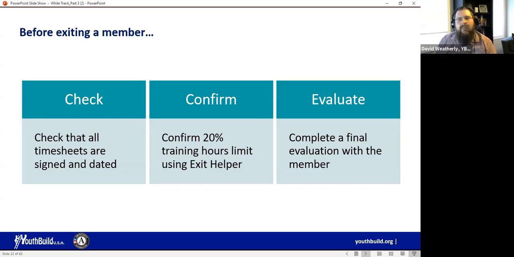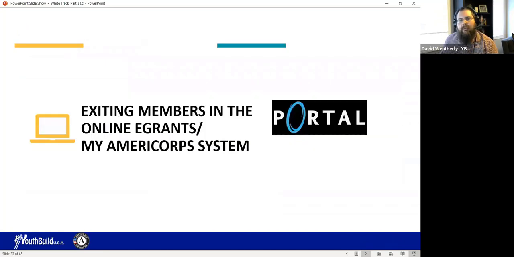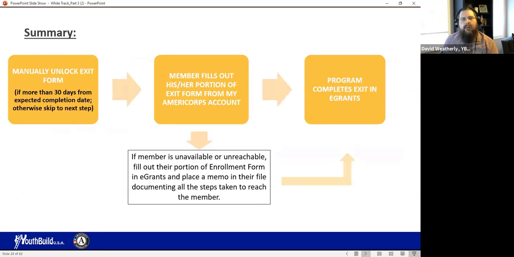And then lastly, make sure that you're doing the evaluation. So the member needs that final evaluation of their progress to demonstrate how far they've come and where they are in the program. So then you go to the online system in eGrants and My AmeriCorps and see how those exits work there. So here's a flow chart of how that process works.